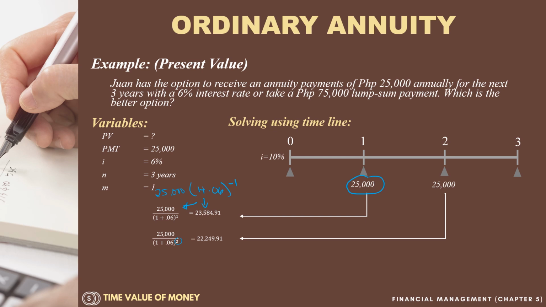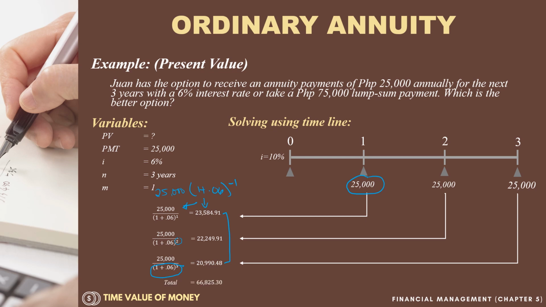Now let's go to year 3. In year 3, the cash flow again is 25,000, and our PV factor would be for year 3. So that is 25,000 divided by 1 plus 0.06 to the power of 3, which is 20,990.48. If we add up these 3 years of discounted present values, we will have a total of 66,825.30 pesos.